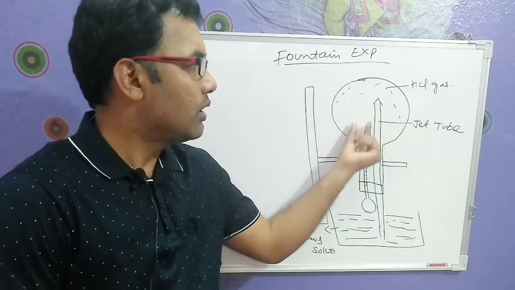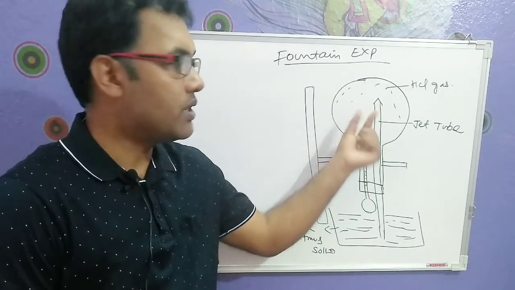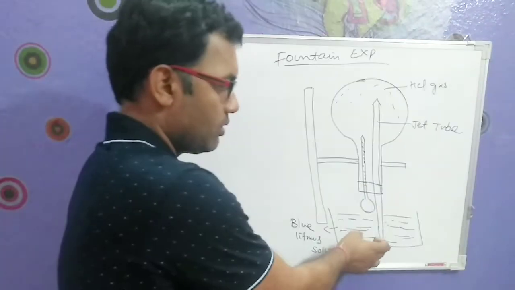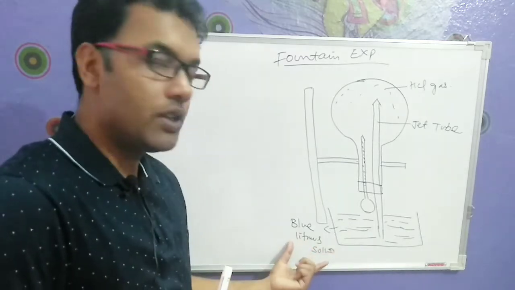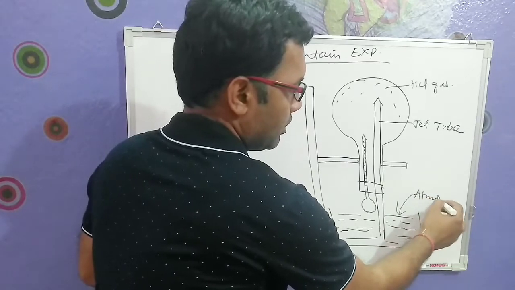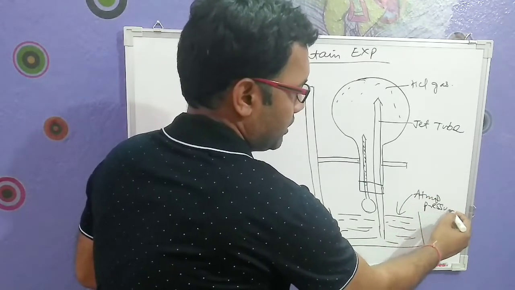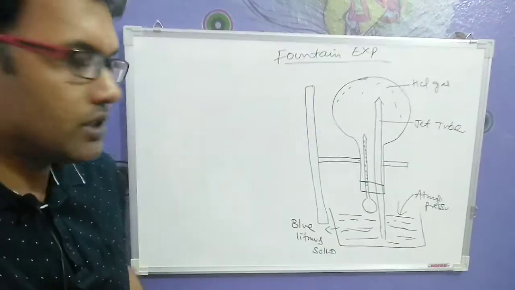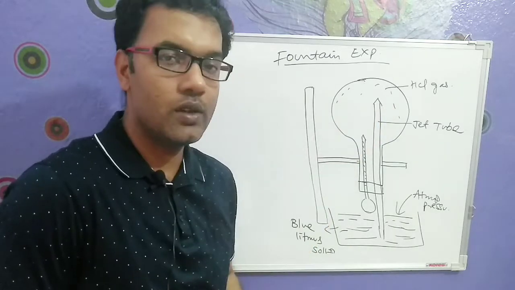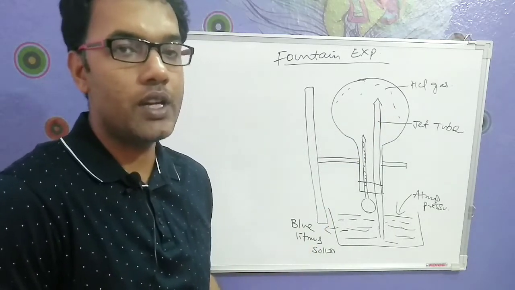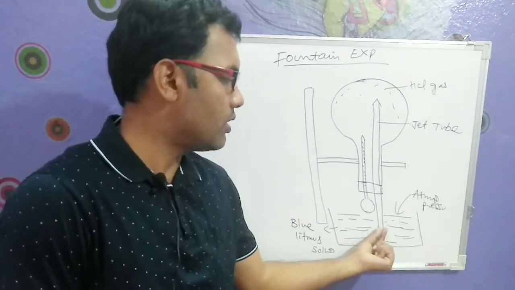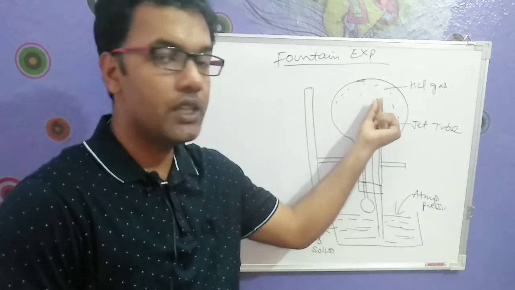And when the water is absorbing the HCl gas, what happens? Here there will be a formation of vacuum. Now this bottom container is filled with blue litmus solution, and here you can see atmospheric pressure is acting. Now what is the meaning of this? Atmospheric pressure means outside the pressure is high, inside the pressure is low. We all know that the flow of liquid takes place from higher pressure to lower pressure. So what happens, this blue litmus solution will start moving inside the jet tube.